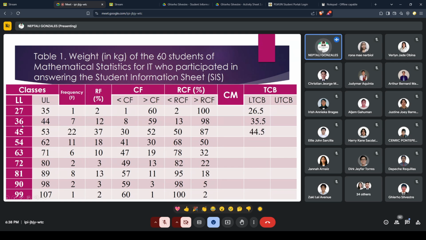Or yung isa, kung gusto mo, tingin ka rito sa lower limit, then you subtract 0.5. 54 minus 0.5 is 53.5. 63 minus 0.5 is 62.5. 72 minus 0.5 is 71.5 until you reach 98.5. Or just by simply getting the first one, 26.5, then add the class size. Plus 9, plus 9, plus 9, plus 9, plus 9, until you reach 98.5. Next is the upper true class boundaries.